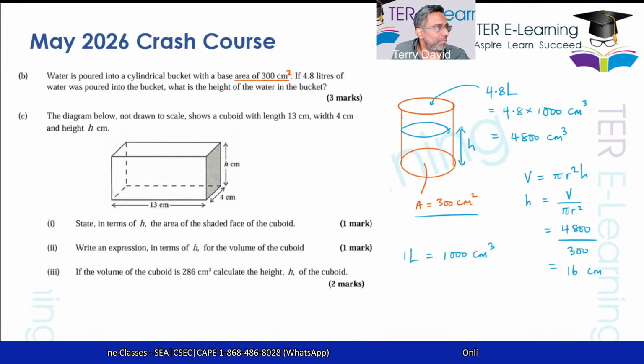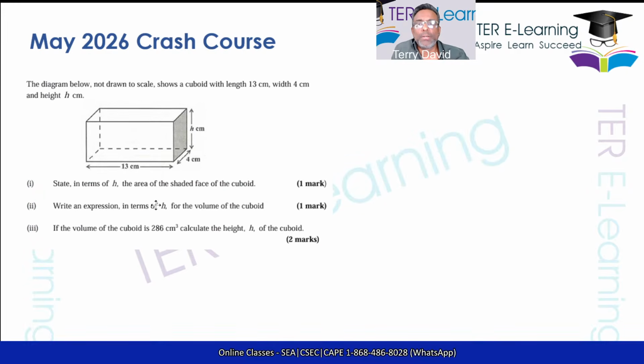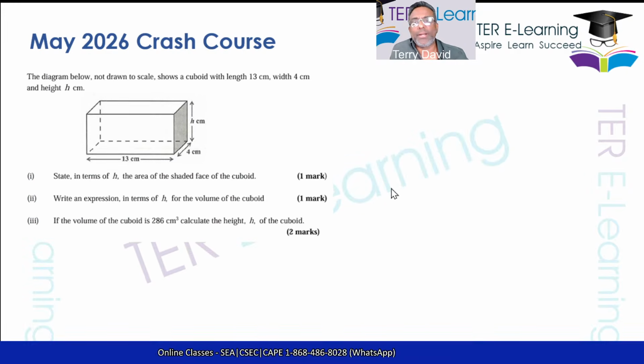Right? Let's see what else we have here. We have a next part to the same question, which is the same. All right, the diagram not drawn to scale. You have a cuboid. It has a length of 13, a width of 4 and the height is h. State in terms of h the area of the shaded face.